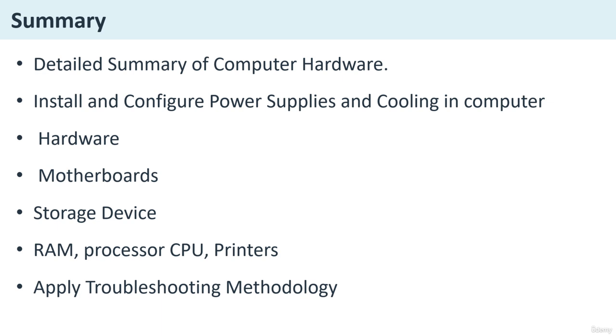And short circuit protection, that is SCP, where it detects and prevents short circuit in your computer. Over power protection, that is OPP. It prevents the PSU from exceeding its wattage limit.